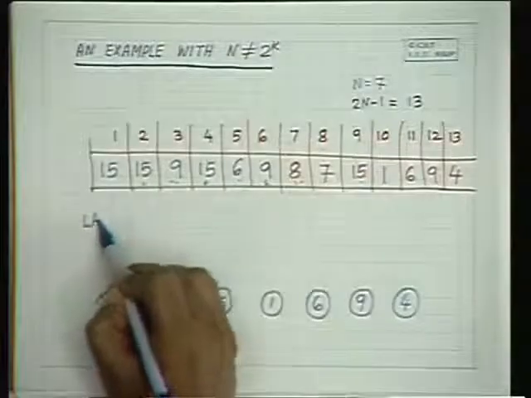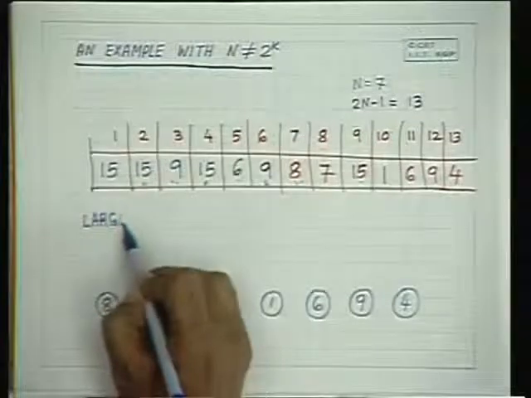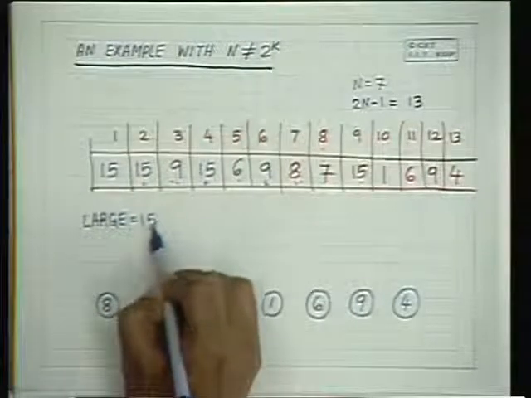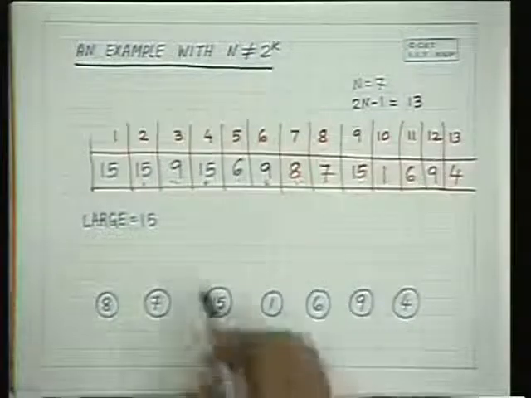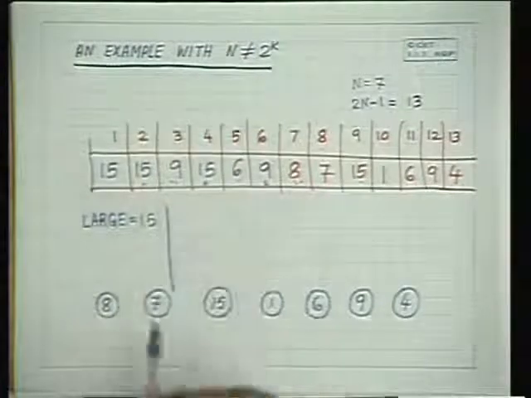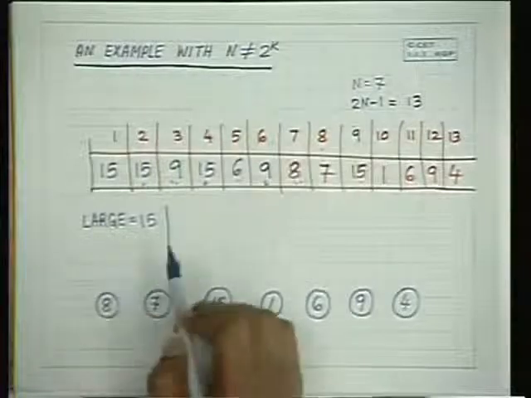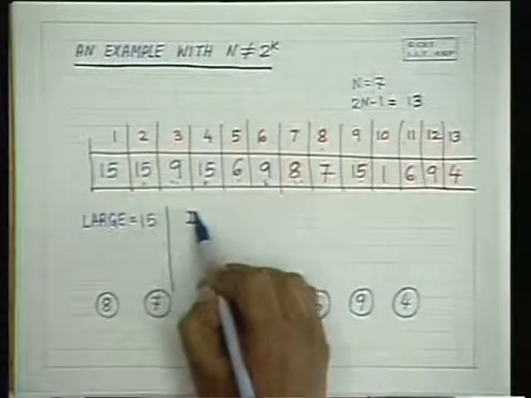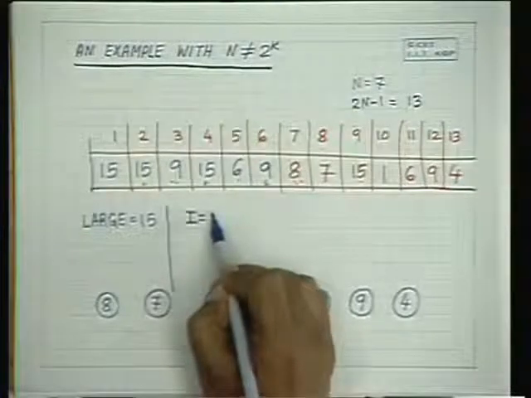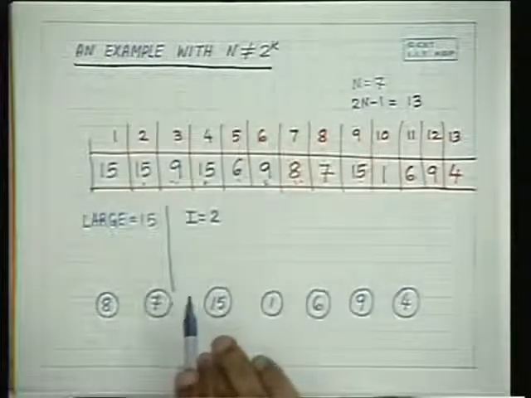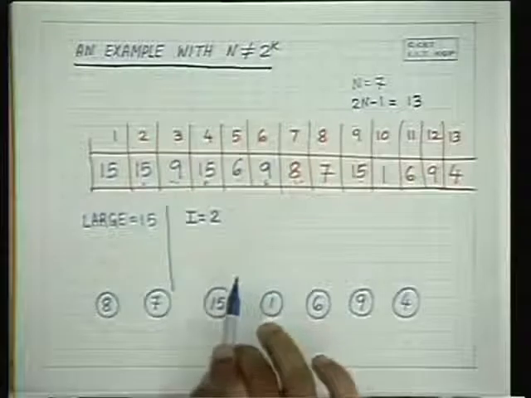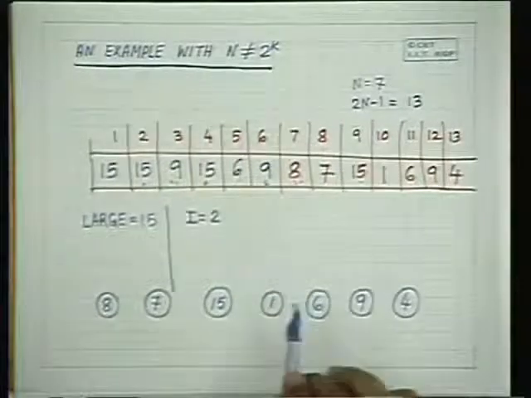So now we have found out our largest, which is equal to 15. Now we proceed to find out the second largest element. Now how do we do that? We initialize i to 2. Let us assume for the time being that there is more than one element. If there is only one element, then the problem is absolutely simplified.